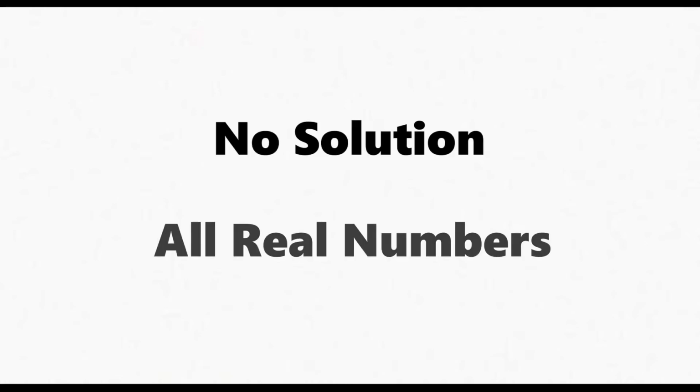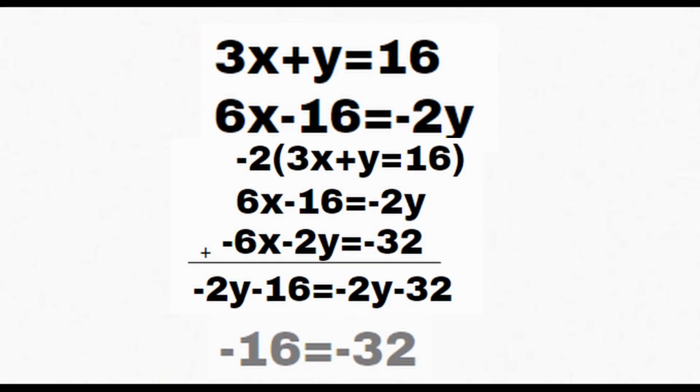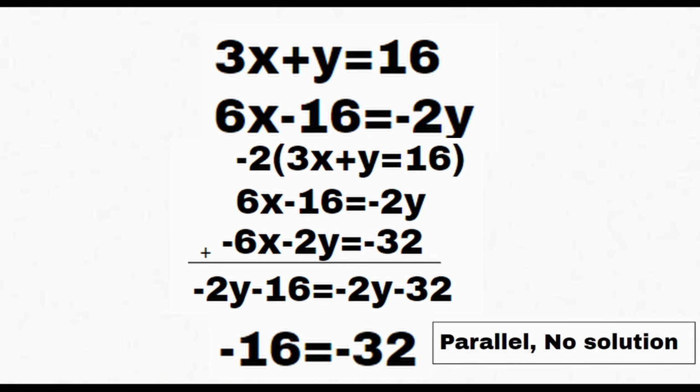There are 2 special occasions that can happen when you're solving a system. They are no solution and all real numbers. Let's start off by looking at no solution with this system below. After solving it, we would see that our final equation is negative 16 equals negative 32. This is impossible.